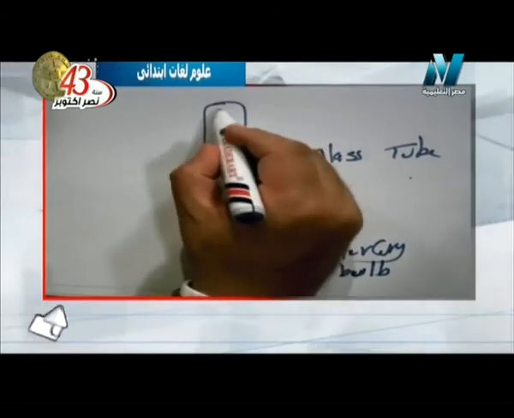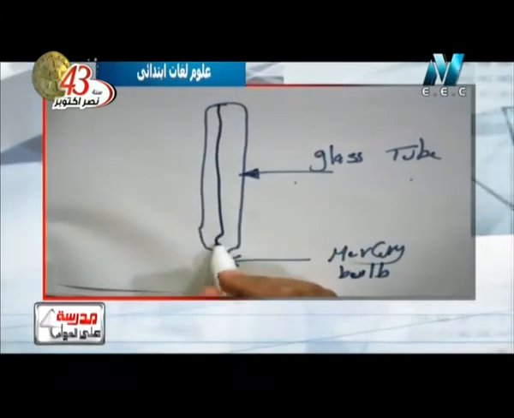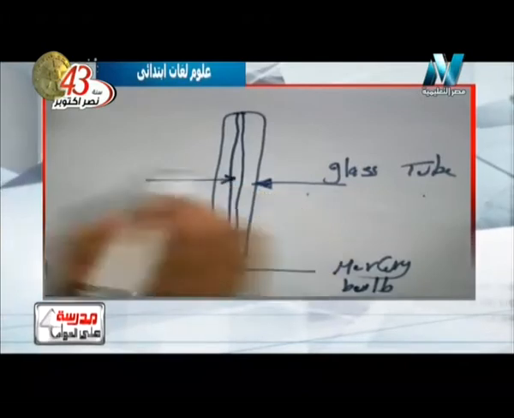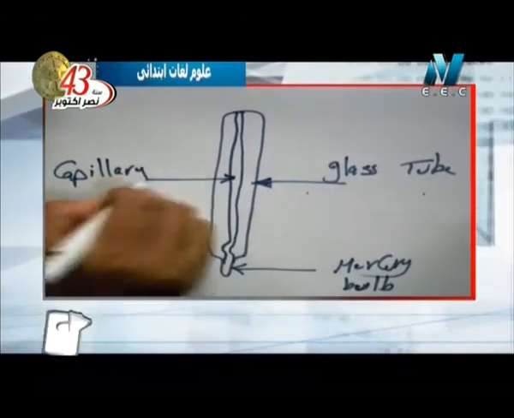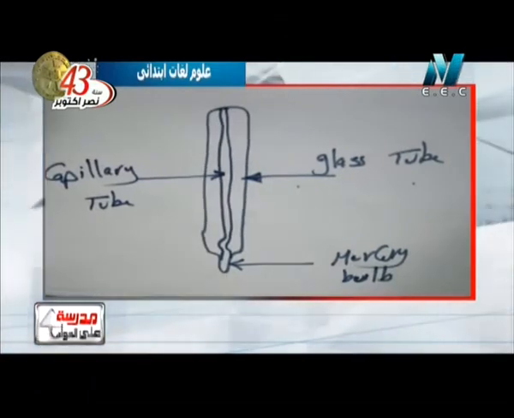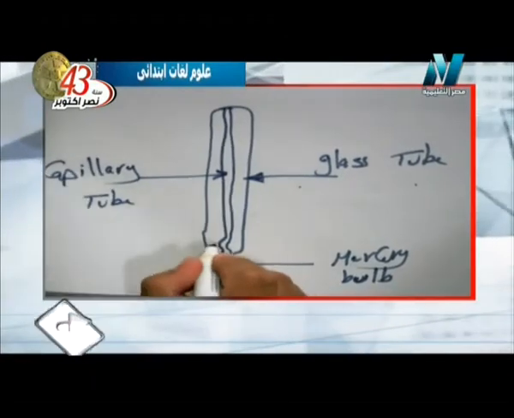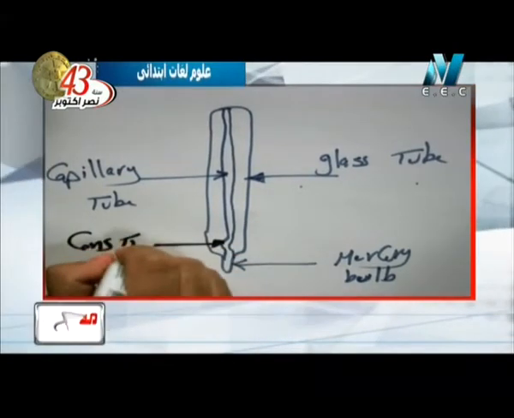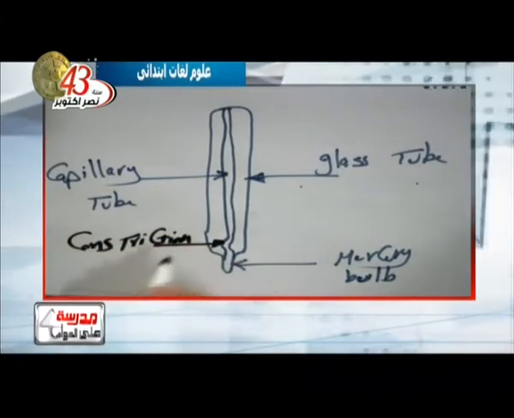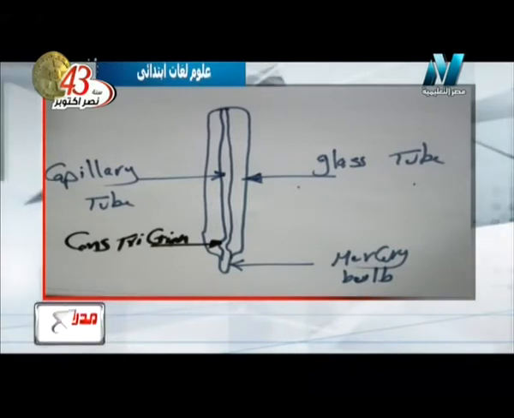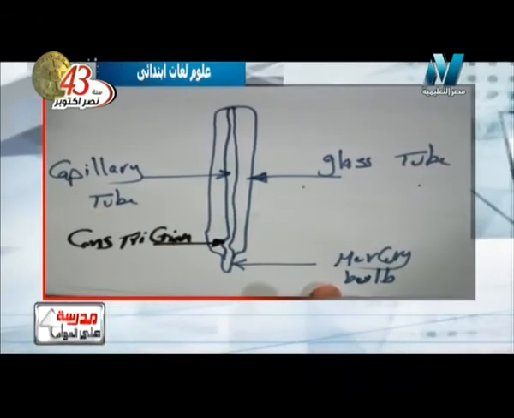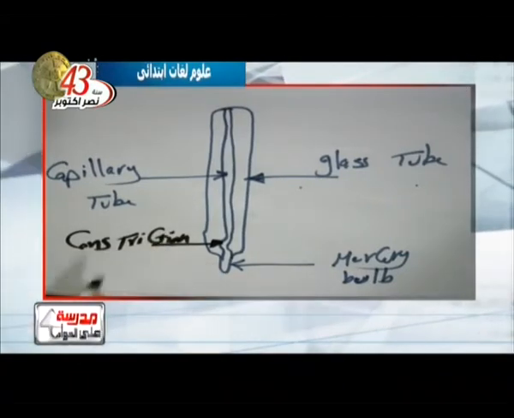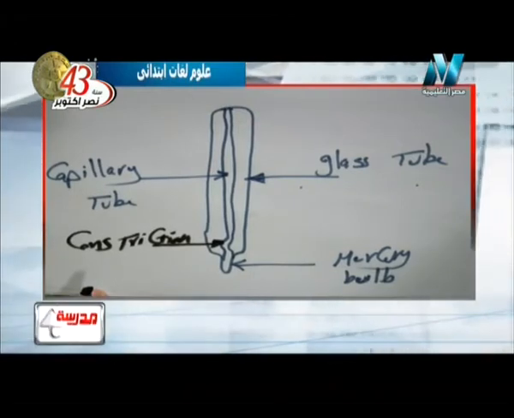Also I have a very important part which is called the capillary tube. As I said before, the capillary tube. And the most important thing in this thermometer is this area, which is called what? Here we see something like a bend or narrowing that we call the constriction. What is the function of this constriction? The constriction keeps the mercury from coming back after measuring temperature. Again, the constriction prevents the mercury from coming back after measuring temperature.